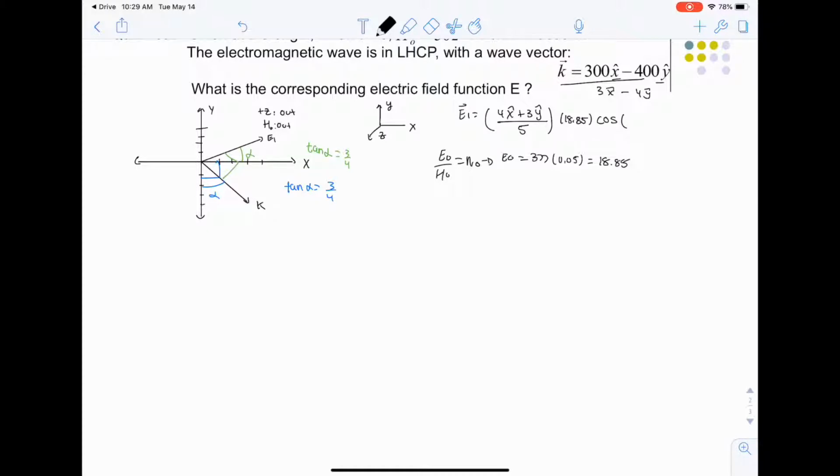Cosine omega t, so omega equals ck. That's 3 times 10 to the 8, and k is the magnitude of k, so it's 500. So that equals 1.5 times 10 to the 11 t, and it's going to be minus 300x plus 400y, because of the equation, either cosine or sine, omega t minus k dot r. Because of this minus sign right here, we know it's going to be the opposite. We have to multiply the whole thing by a negative, so that's why it's minus 300x plus 400y.